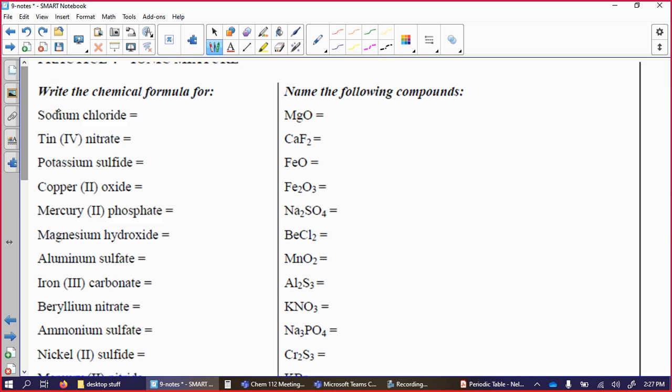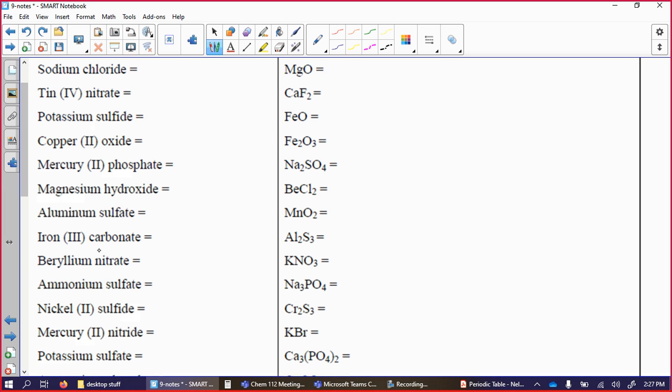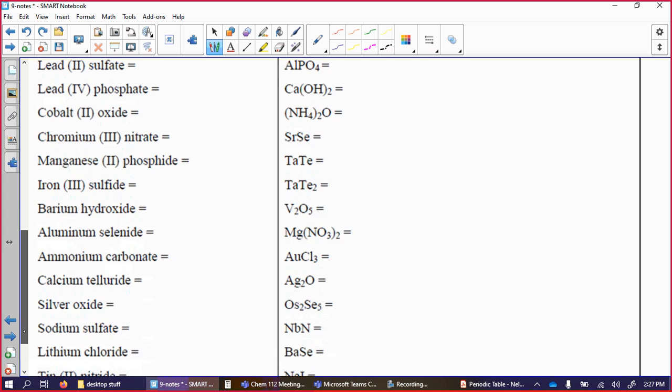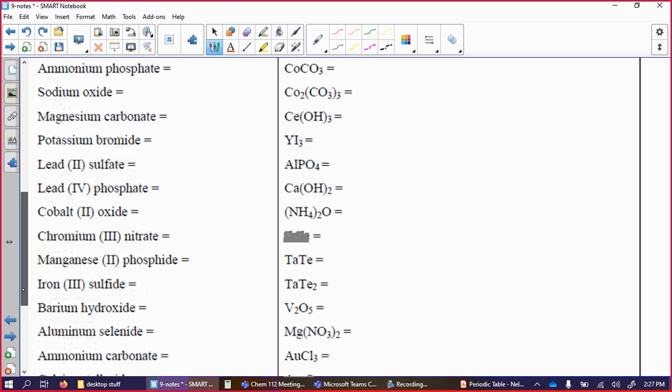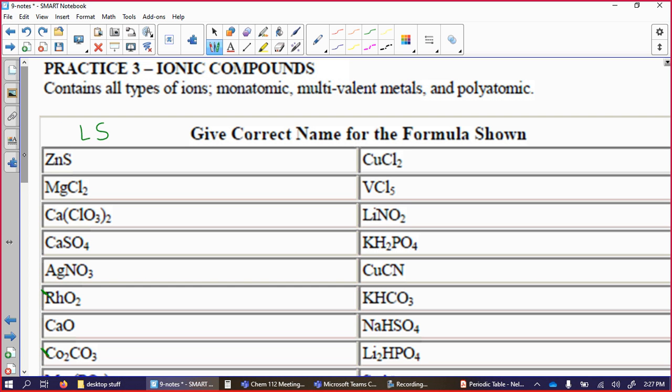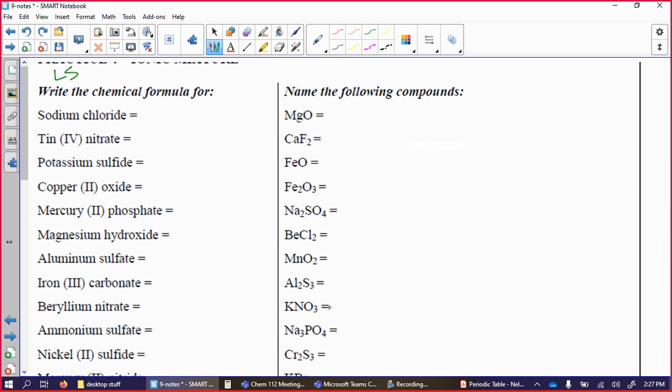The same idea with over here. The ones that have the multivalency or the transition metal kind of stick out a little bit because they have that bracket in there. So start with that part. I have no idea why, but one of these days I'm going to have to change this. Here's give the correct name. I'm going to have to change this all to a formula.